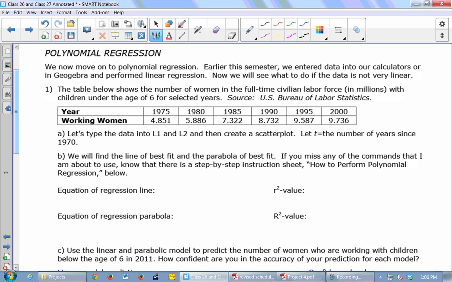So this table shows the number of women in the full-time civilian labor force in millions that have children under 6 years old for some selected years, 75 to 2000 every 5 years. So we're going to put this data into L1 and L2 and create a scatter plot. T is going to be the number of years since 1970.